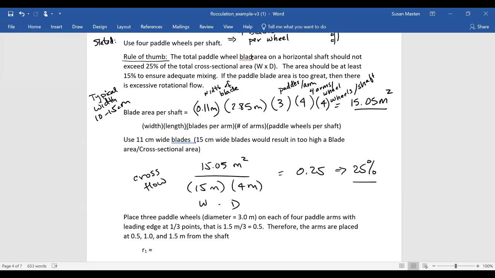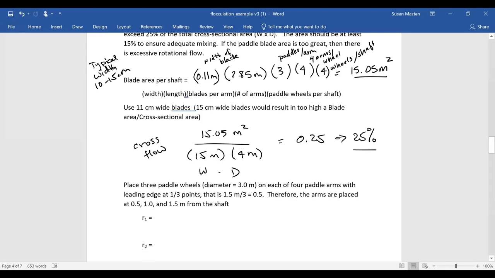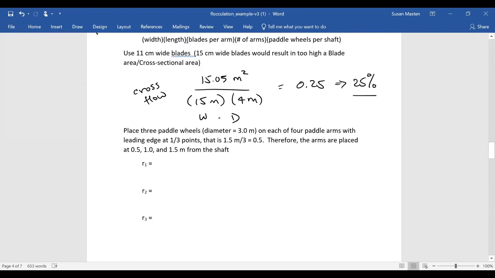In reality, if you're doing this, you're going to pick maybe 13, figuring it's kind of in the middle. And then you're going to have to do these calculations and then make a decision. Do you increase or decrease the size of your blades?